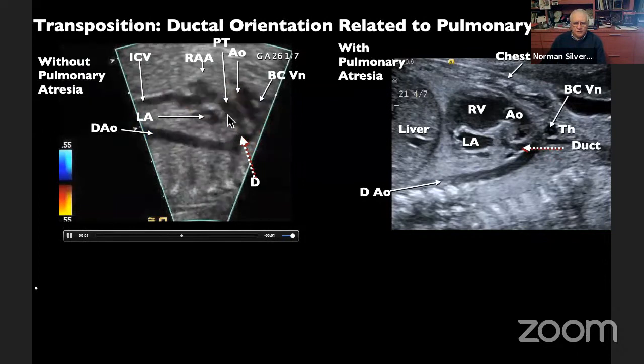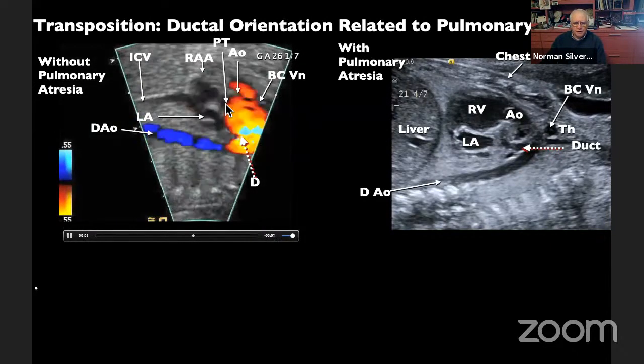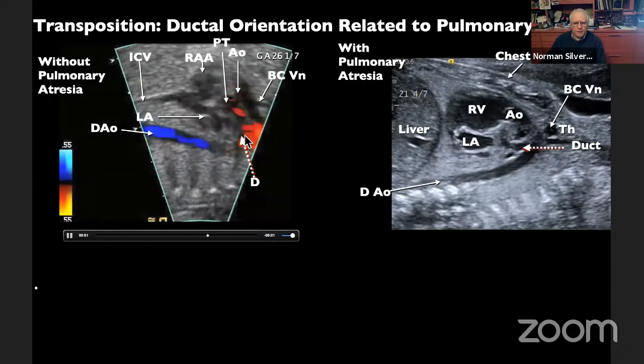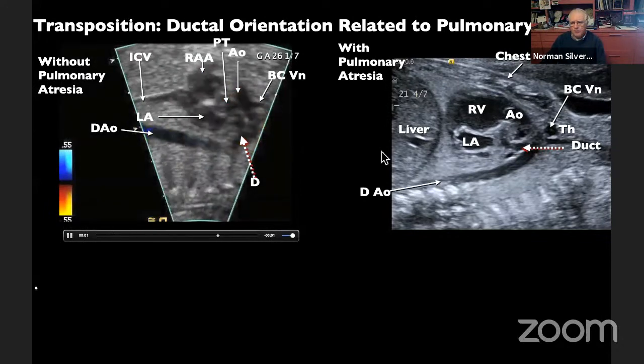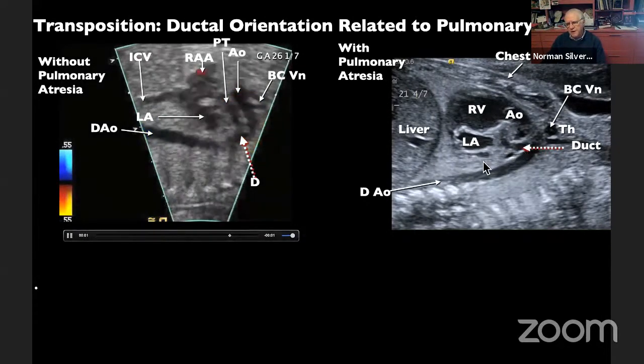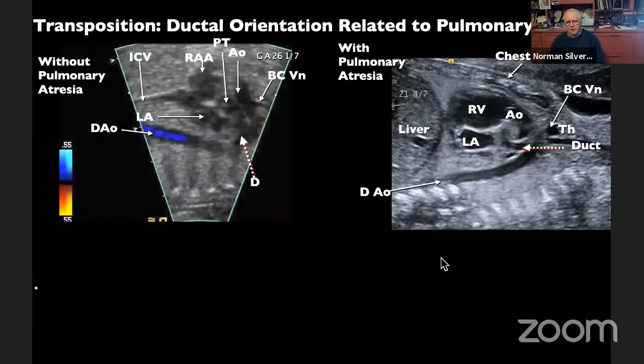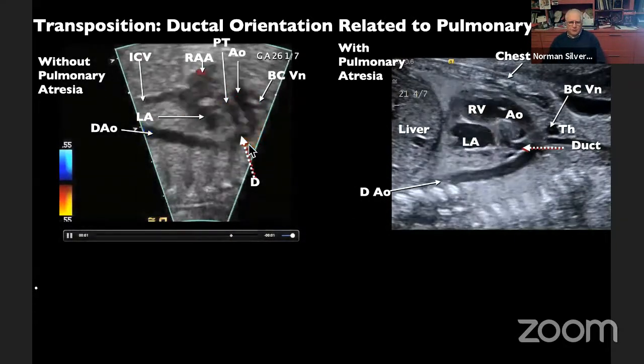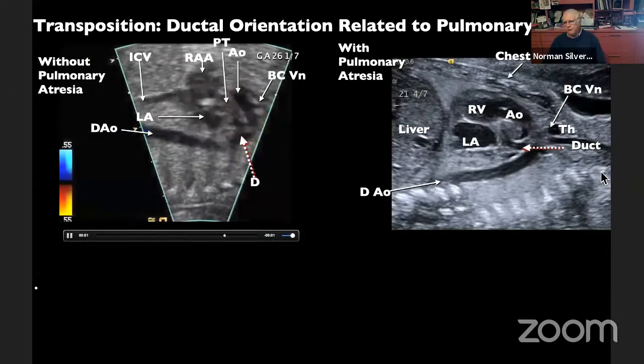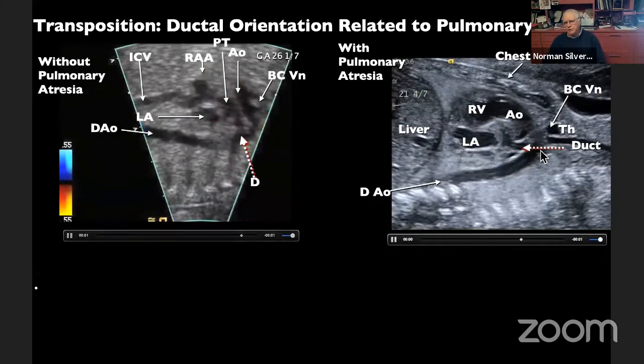However, when there's obstruction to the pulmonary arch, then the pulmonary blood flow will come through the ductus into the aorta, and the arterial duct then becomes more vertical in its orientation. So here you see the difference between looking at a ductus which is horizontal and a duct which is vertical.